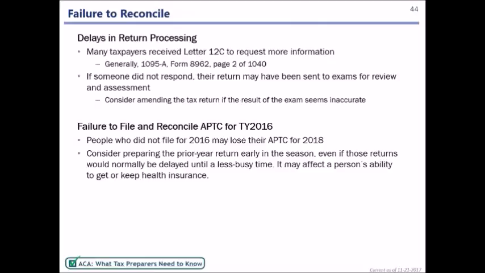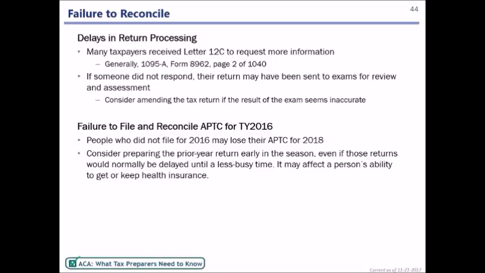Finally, a few issues. Many taxpayers last year received a letter 12C to request more information. This occurred when someone received premium tax credits according to IRS information, but didn't reconcile them on their tax return. So either they forgot to include Form 8962, or there was some major problem with the form, and the IRS is asking for more information. Generally, that was a 1095A, a Form 8962, and page 2 of the 1040. So, it calculates the math correctly with the insertion of the 8962. This is usually just resolved through submitting that extra documentation. But in case someone didn't respond, or if their response was inadequate, their return may have been sent to exams for review and assessment. So someone may have their return kind of stuck in the system if they failed to respond, or if they didn't give enough information when they did respond.